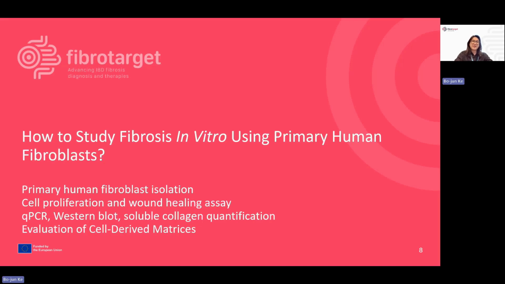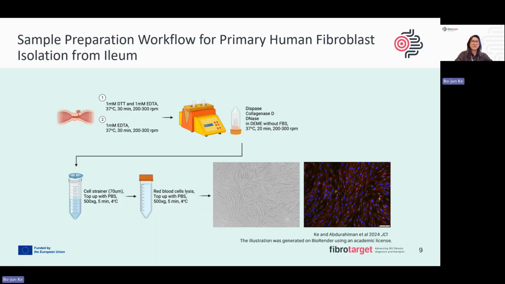Next question is, how do we study fibrosis in vitro using primary human fibroblasts? In this section, I will bring you through how to isolate the primary human fibroblasts and different techniques to evaluate the fibrosis. So first of all, how do we isolate the primary human fibroblasts? This is very simple. It will be exactly the same procedure as the cell suspension we obtained for the flow cytometry. And then we can culture them in the tissue flask, purify them, and then identify them with vimentin. As you can see here, we confirm they are fibroblasts.